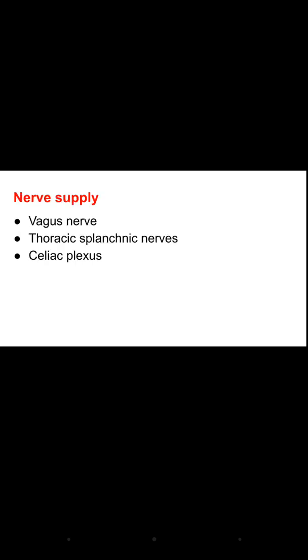Now what is the nerve supply? There are 3 nerve supplies of the pancreas. First is the vagus nerve, second is the thoracic splanchnic nerves, and third is the celiac plexus.